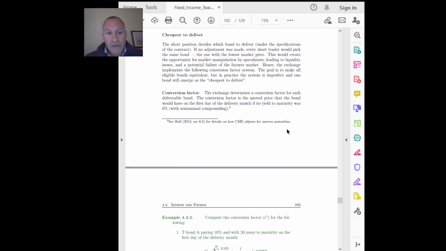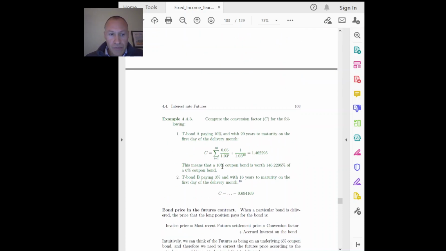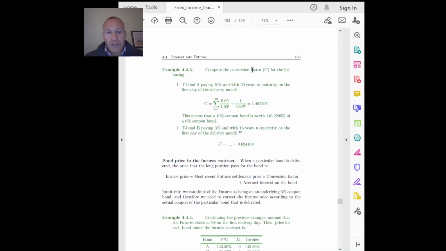So what is that conversion factor? The conversion factor is the price that the bond would have if on the first day of the delivery month, the bond was priced to have a yield to maturity of 6%. Okay. So for example, let's compute the conversion factor for two bonds. So one bond, the first one, let's call it A, pays a coupon of 10%. Again, this is a treasury bond, so we already know that these 10% are paid semi-annually, so 5% each 6 months. Okay. And it has a residual maturity of 20 years on the first day of the delivery month. Okay, so again, this information is fixed, is known.